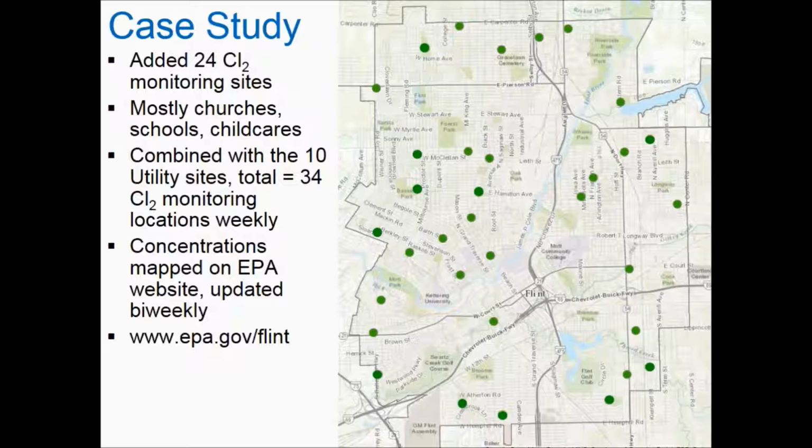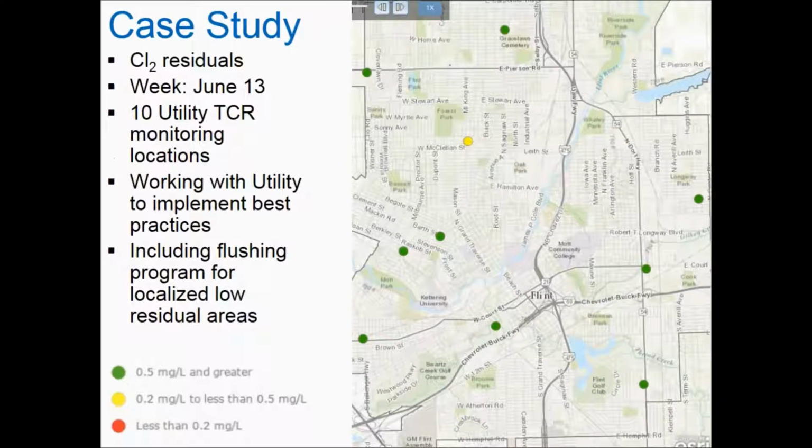And starting in January, the city of Flint has a revised monitoring plan where they are now monitoring more locations. And so the city of Flint has been working very hard to expand their monitoring and measure more representative monitoring locations. So as an example for this case study, we're going to look here for a moment at the week of June 13. Shown on this map are the 10 utility TCR monitoring locations.